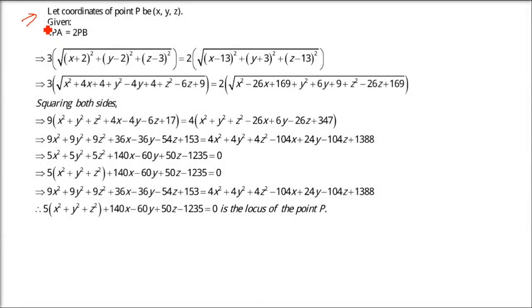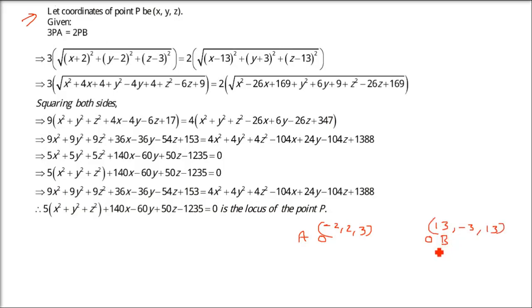Now the next question is question number 16. This question is saying that find the locus of a point P which moves in such a way that 3PA equals 2PB and A and B are given. A and B are already given. Okay. So this is A point, this is B point. A is minus 2, 2, 3. B is 13, minus 3 and 13.